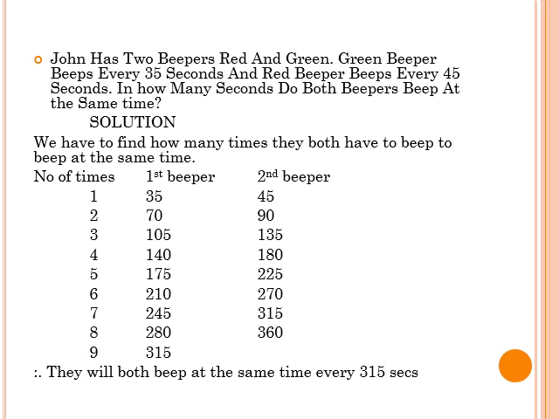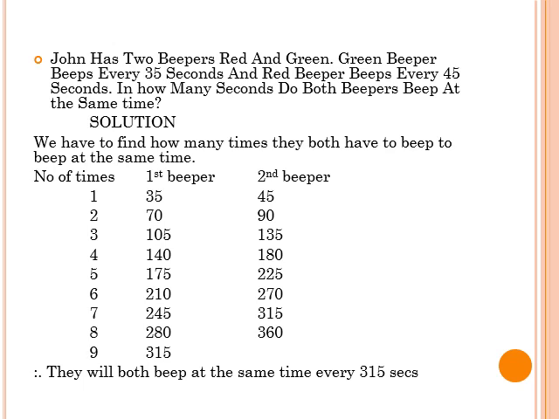This example says John has 2 beepers, red and green. The green beeper beeps every 35 seconds and the red beeper beeps every 45 seconds. In how many seconds do both beepers beep at the same time? The first beeper, which is the green one, beeps every 35 seconds, and the next one, which is the red one, beeps every 45 seconds. Now, we have to find how many times they both beep at the same time. That is what the question is all about.